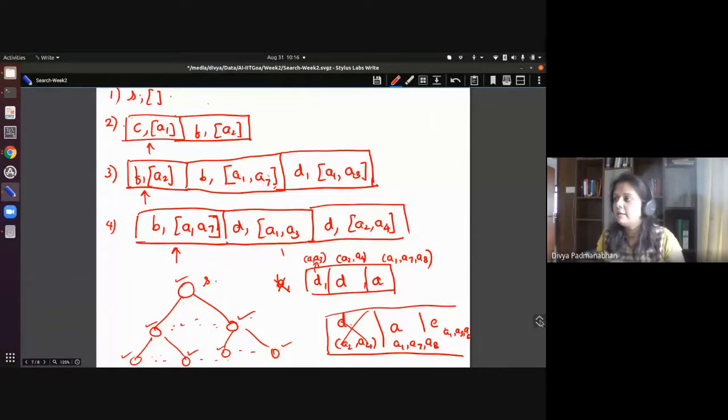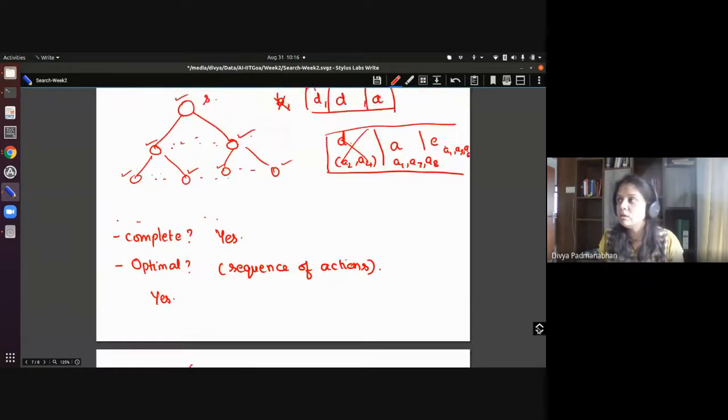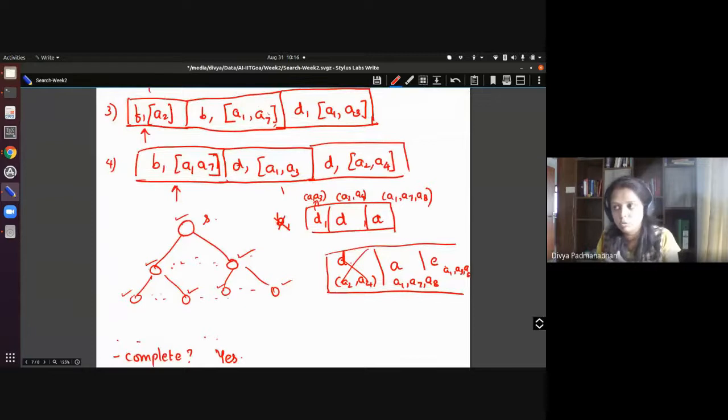Is it the smallest possible sequence that you get? Yes, it is true that you are going to get the smallest sequence of actions, because if you think of the algorithm, what are you doing? You are visiting nodes in the order of the depth, right? Everything which is at depth 1 will get visited before depth 2.